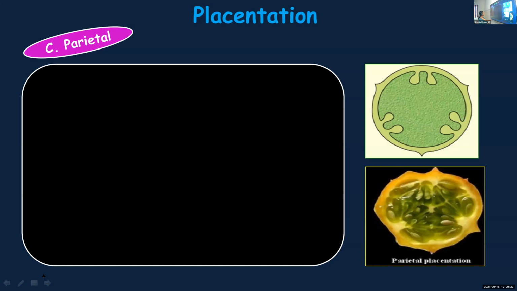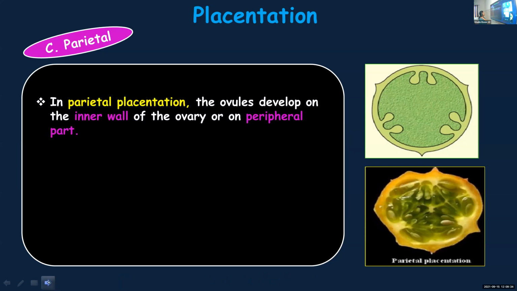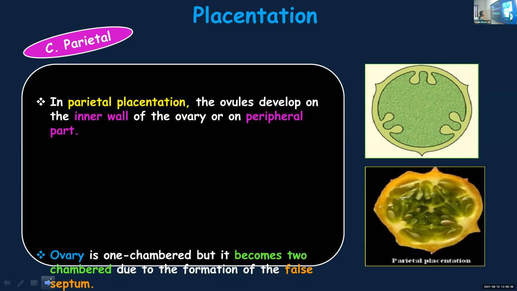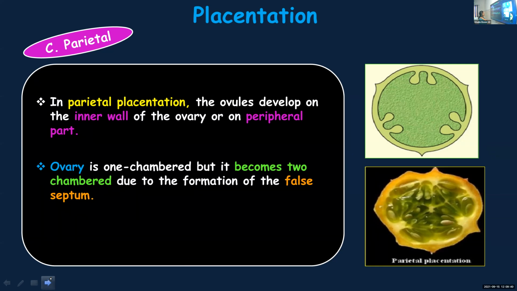And then we learned about parietal placentation, where the ovules are arranged on the inner wall of the ovary or on the periphery. The ovary is single chambered, but it can become 2 chambered by the formation of a false septum or partition. Mustard and argemone.